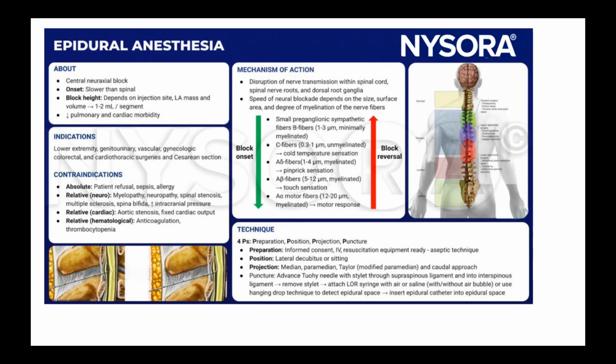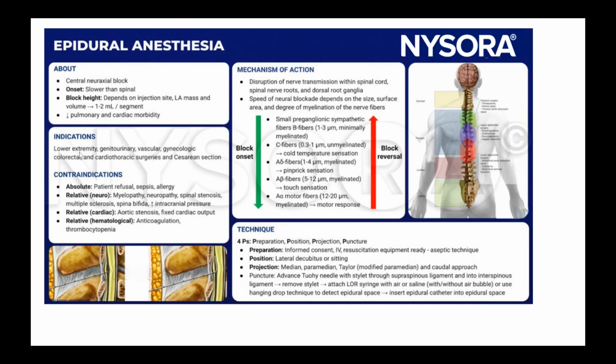T4, T6 level. T4 to T6, very good. So how many segments will you be blocking below T4 to T6? T4 to T12, how many segments? 8. Then lumbar 5. Then sacral 1. So 8 plus 5, 13, plus 1, 14. So that is the reason why you have to choose between 14 ml to 28 ml. The number of segments that you want to block multiplied by 1 or 2 is the calculation of the dosage. And the advantage is it has less pulmonary and cardiac morbidity.